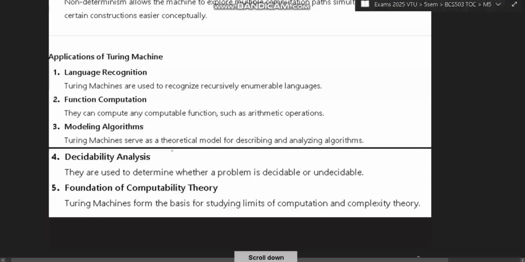Okay. And foundation of computability theory. Turing machines form the basis for studying the limits of computation and complexity theory. Using a computer, what all you can solve, those limitations are given. Those limitations we can find out using the Turing machines. Okay, so those are the applications of Turing machines.